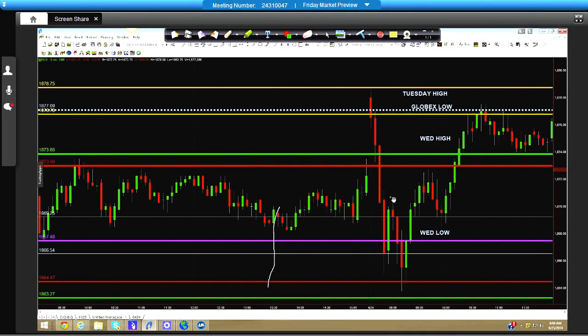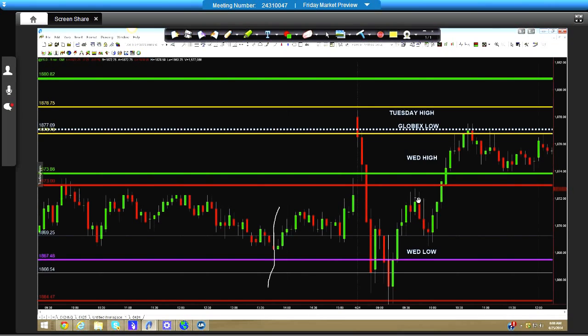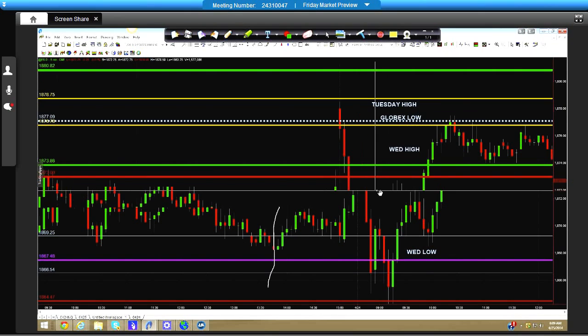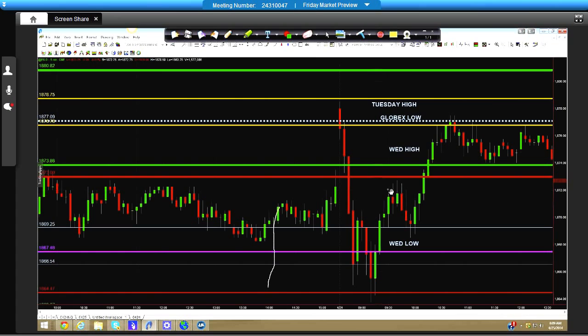I took a short here at 1872, but you'll notice everything above was poorly auctioned, which is why I ended up covering it at 1873. Initially, I took this thinking that I had good trade location. This was about the halfway back point, right? And then I realized all this above had been poorly auctioned.